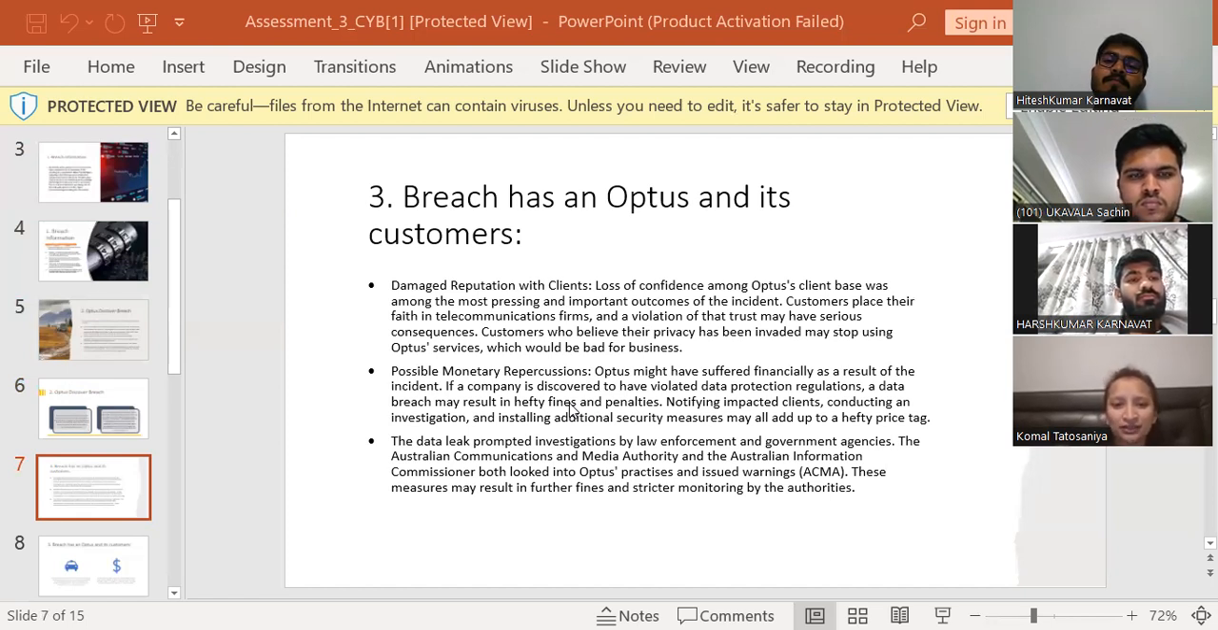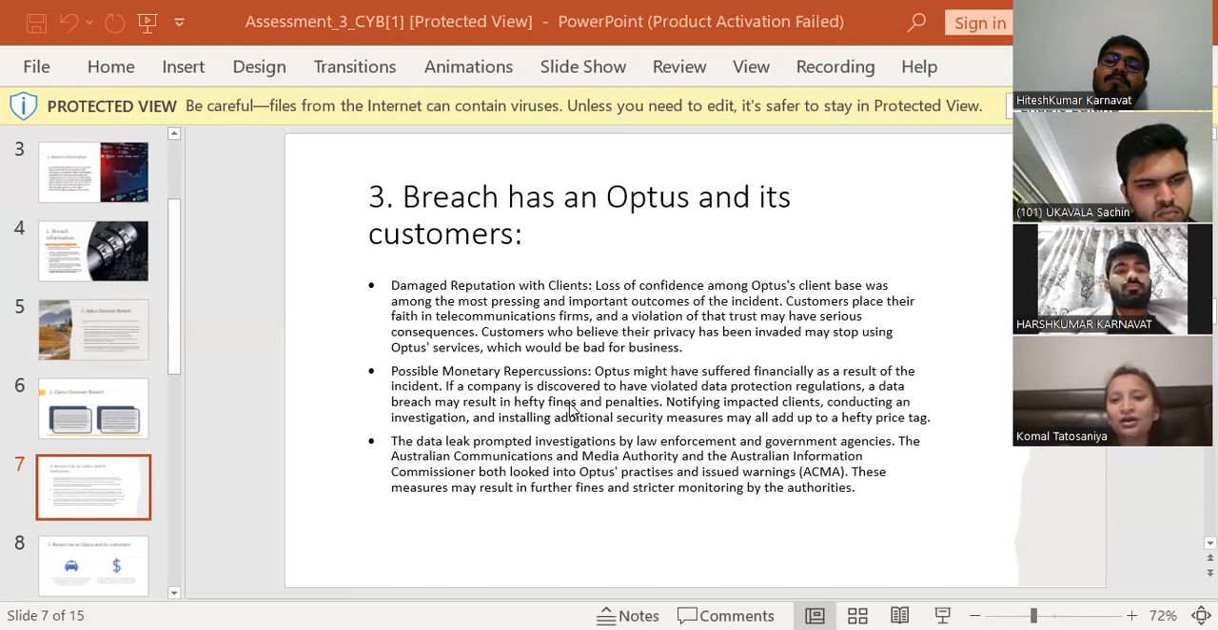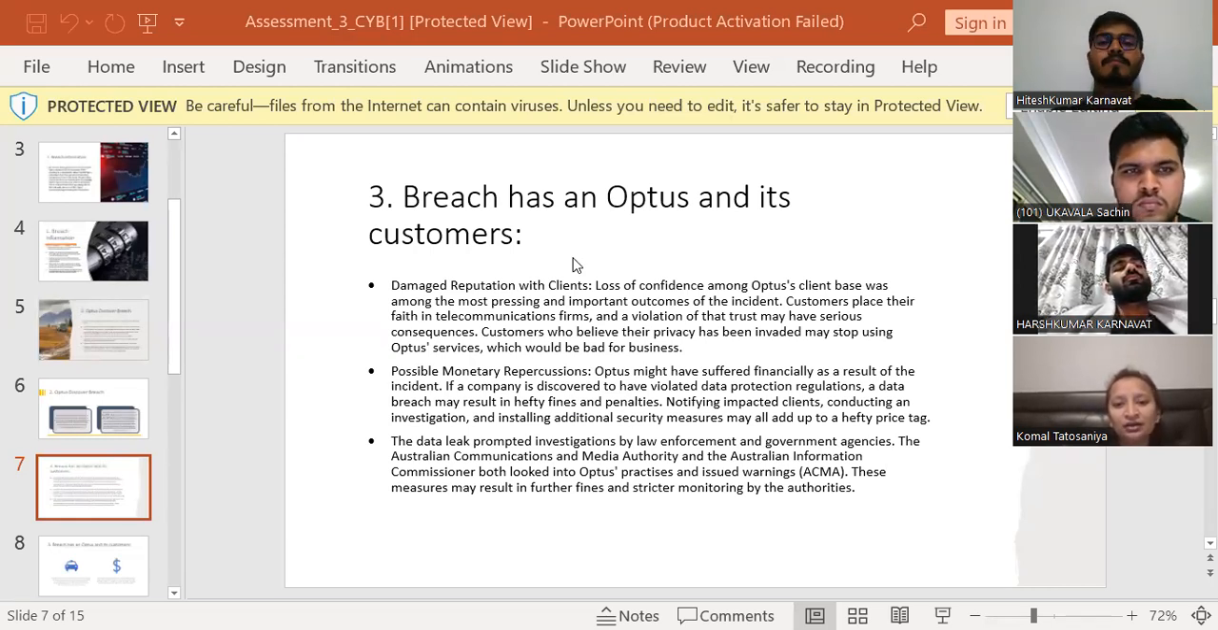Breach has an impact on Optus and its customers. Damaged reputation with the clients. Loss of confidence among the Optus client base was among the most pressing and important outcomes of the incident. Customers place their faith in telecommunication firms, and violation of that trust may have serious consequences. Customers who believe their privacy has been invaded may stop using Optus services, which would be bad for business. Possible monetary repercussions.